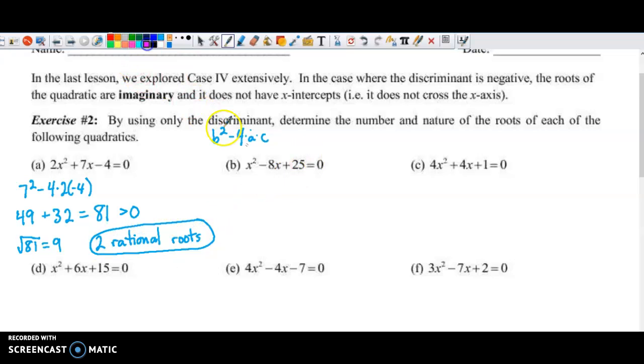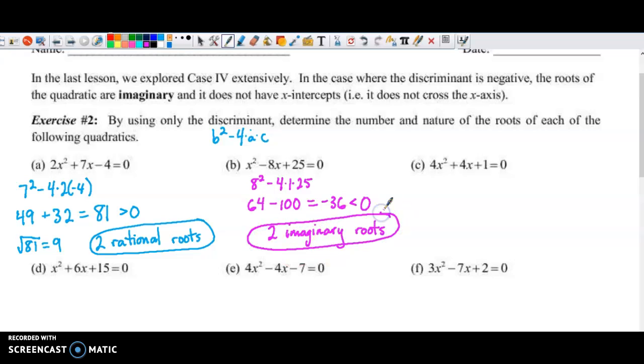So as I go through the next one, you can actually just drop the negative when you're doing the discriminant, because whether you square a negative or a positive, you'll get positive 64 minus 100. And all I care about is that I get a negative on this one. The fact that it's a negative tells me that I have two imaginary roots. So it does not cross the x-axis.